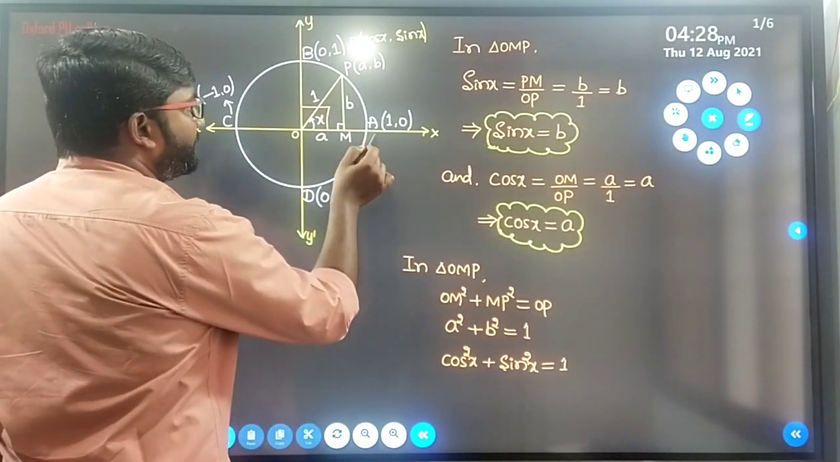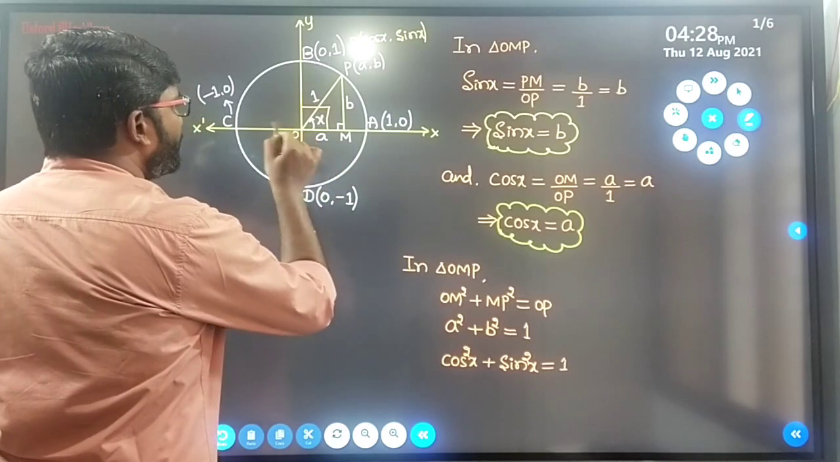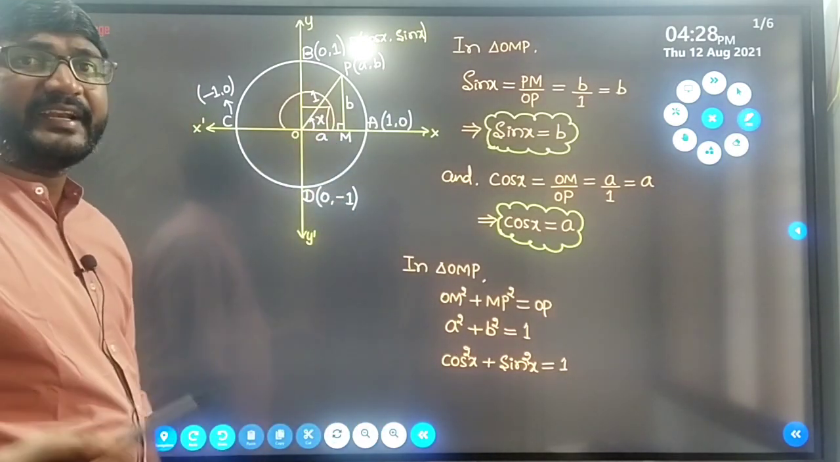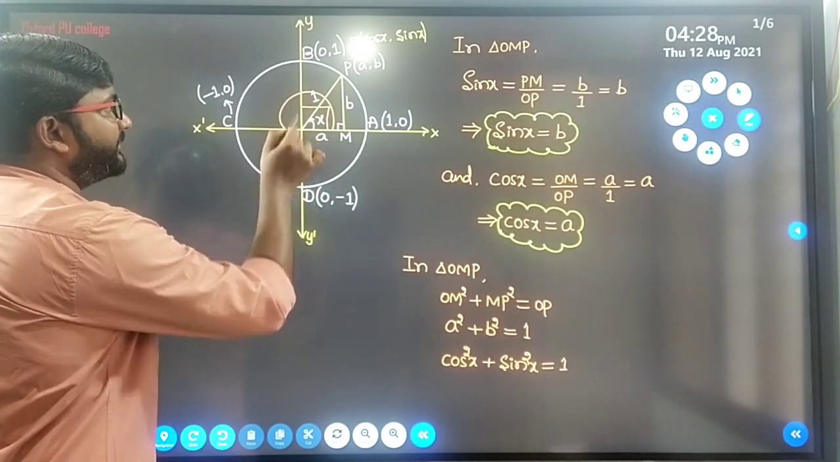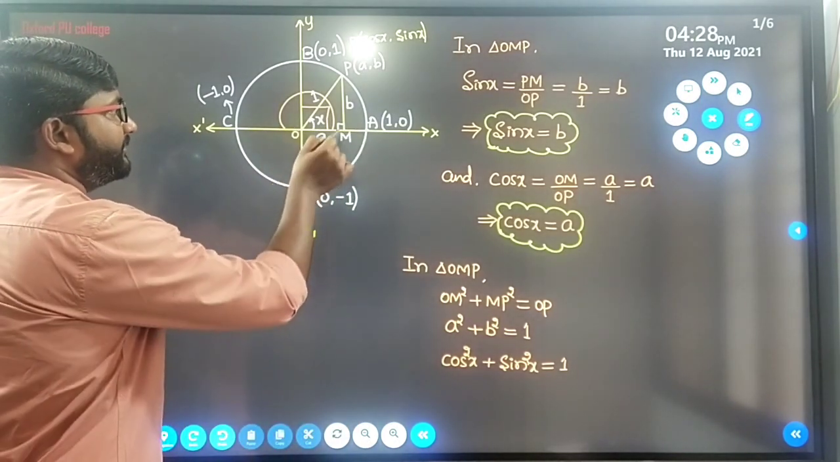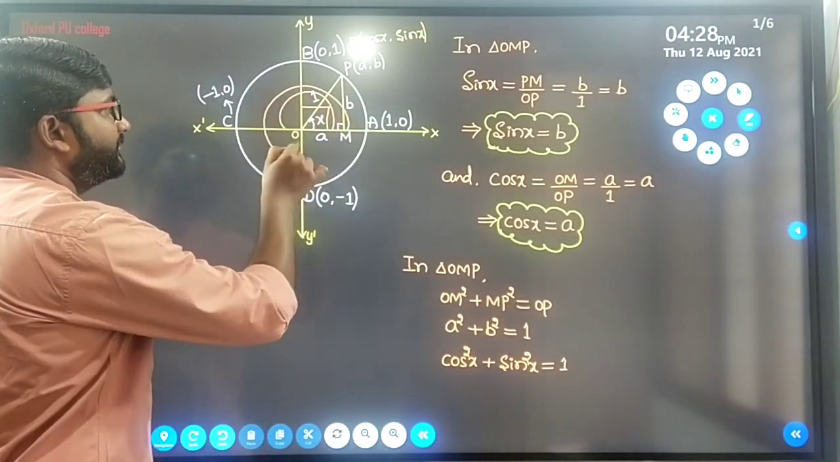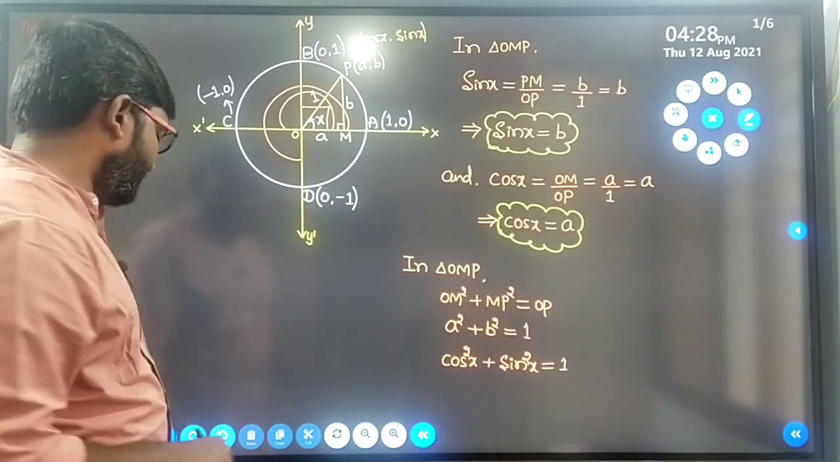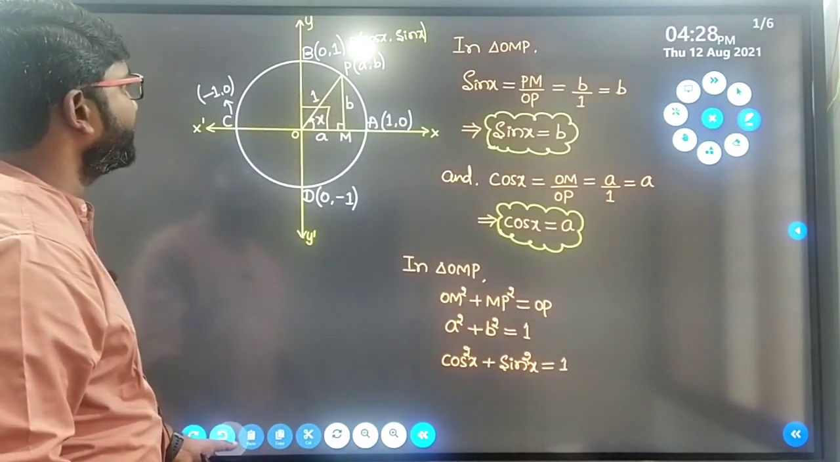And then observe the angle AOC. It is this angle. It is going to be 180 degree or pi radian. So this 90 means it is pi by 2 radian. Now observe the angle AOD. So that is this angle. It is 270 degree or 3 pi by 2 radian. So this we will have to write now.